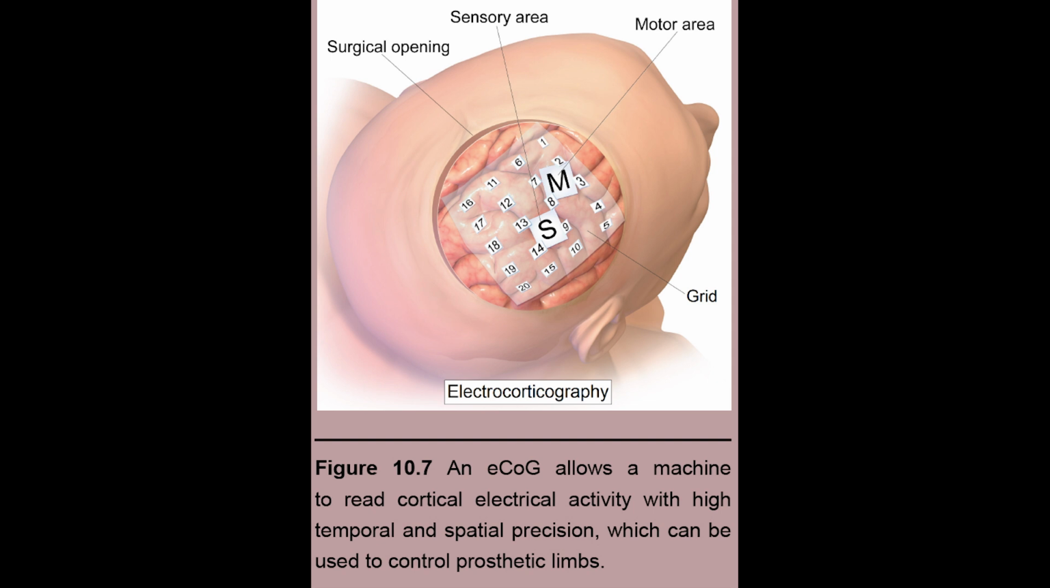10.2. Modifiers of descending information. Although the descending signals from M1 are the major motor command signals that regulate activity, that signal is fine-tuned through the action of two major brain structures, the cerebellum and a series of nuclei called the basal ganglia.